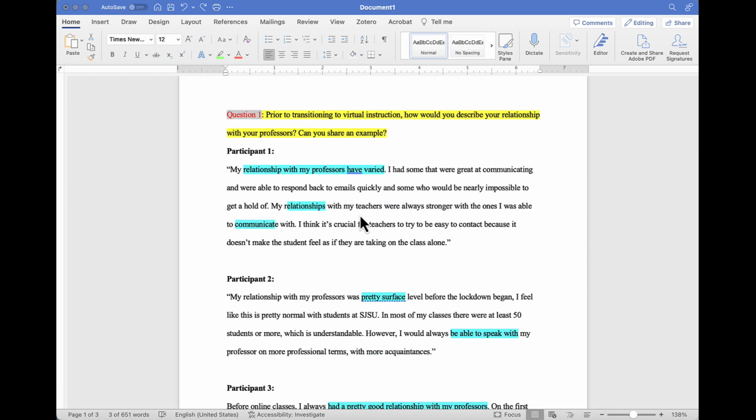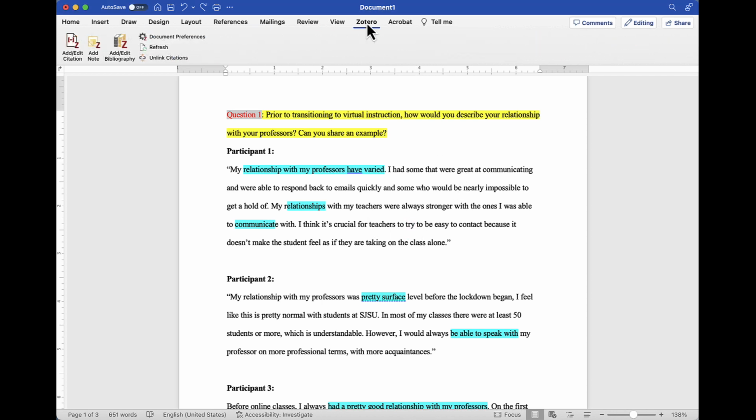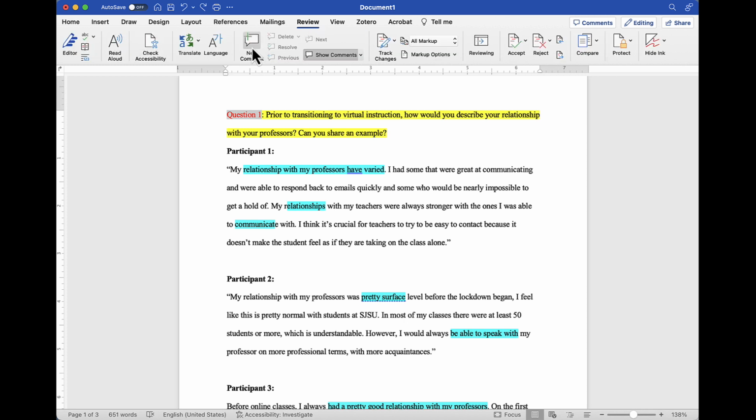I also understand through further reading that when teachers communicated or when students took the initiative to communicate with the professors prior to COVID and during COVID, they formed stronger relationships with each other. In this case, I'm going to be simply using my review option and make my notes or my comments. So the next step after coding and breaking your data down into different units is to then come up with themes. In this case, the relationship and communication is one theme that I might come up with.